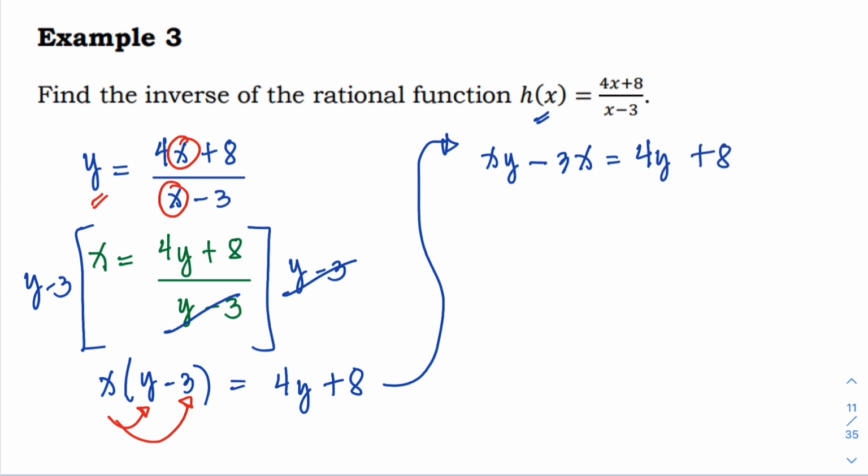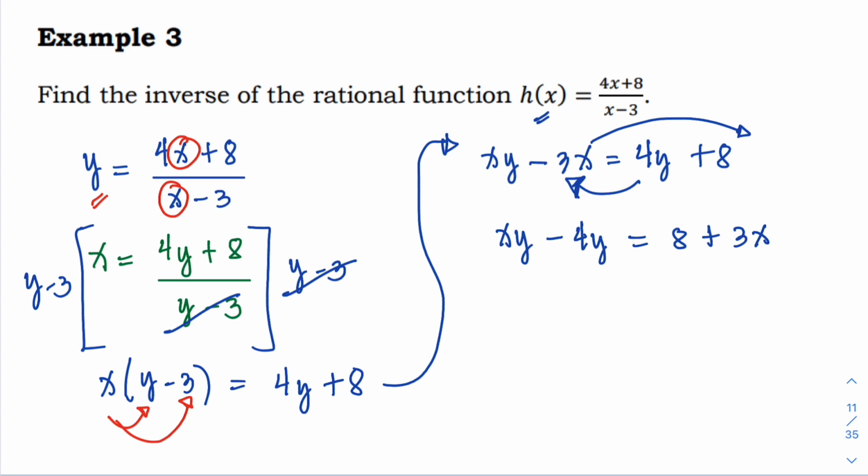Okay, so lahat ng y, lahat ng may y, lipat natin sa left side. So, transpose natin to guys. Then yung negative 3x, pwede natin ilipat sa kanan. So, that is xy, 4y, from the right side, magiging negative 4y, equals 8. Then yung negative 3x, pag nilipat, that is positive 3x. Tama?